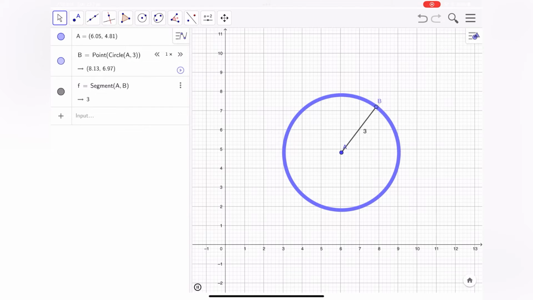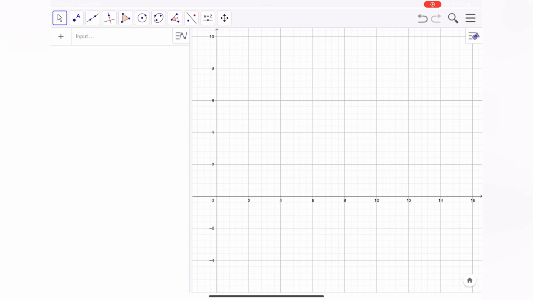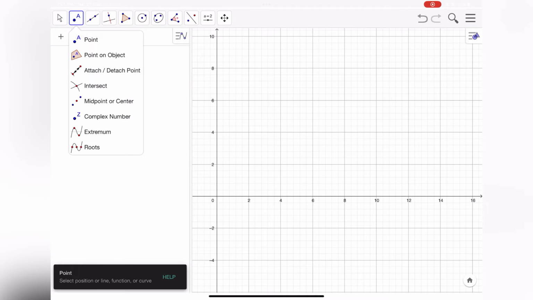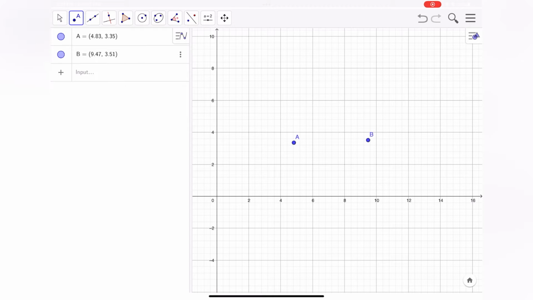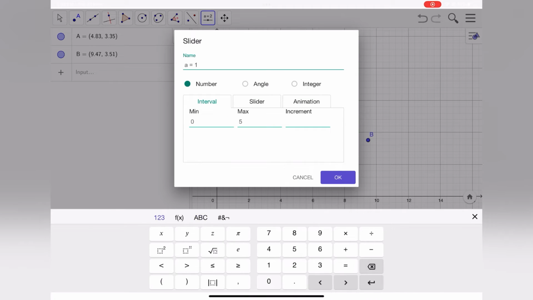So it means any point which is at a fixed distance from a given point traces out a circle. Now, an ellipse is the locus of a point the sum of whose distances from two given points remains constant. To demonstrate this, we require two points, say A and B. Also we require a point C such that the sum of its distances from A and B remains constant.